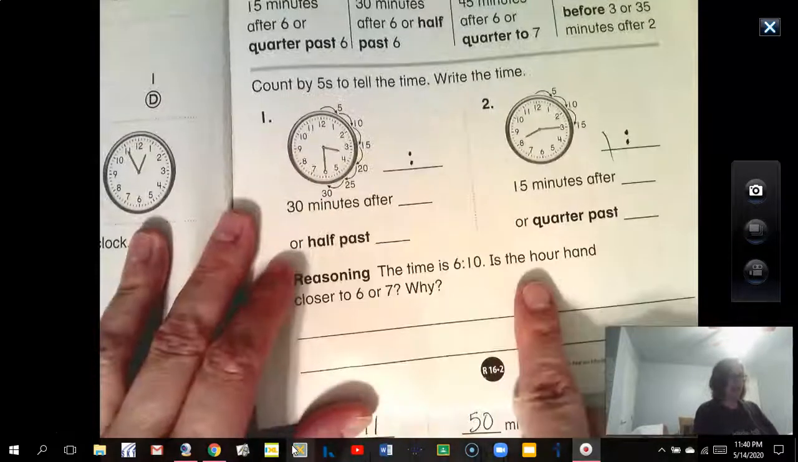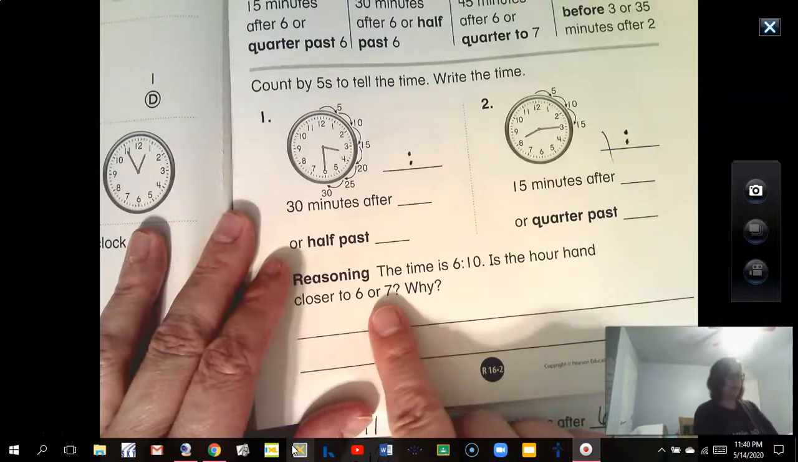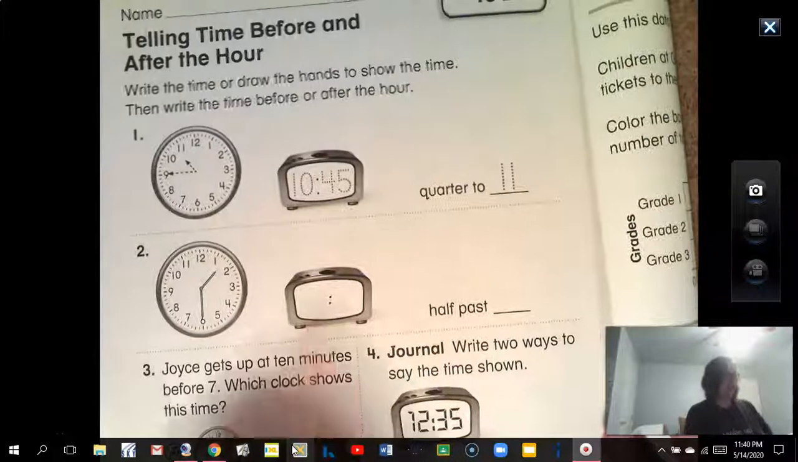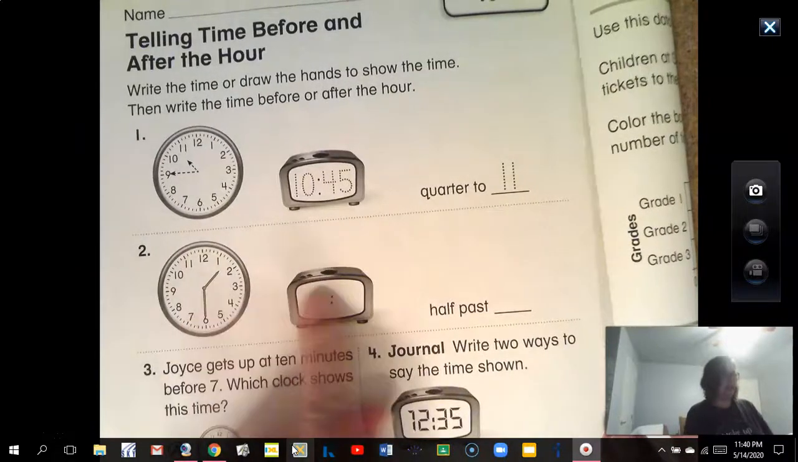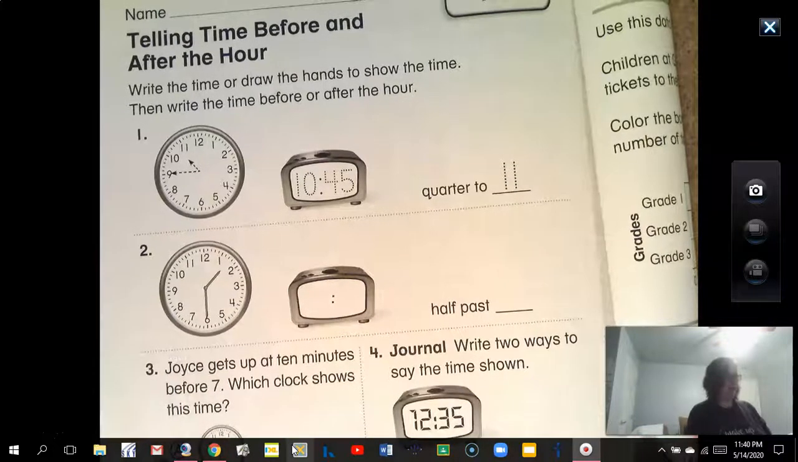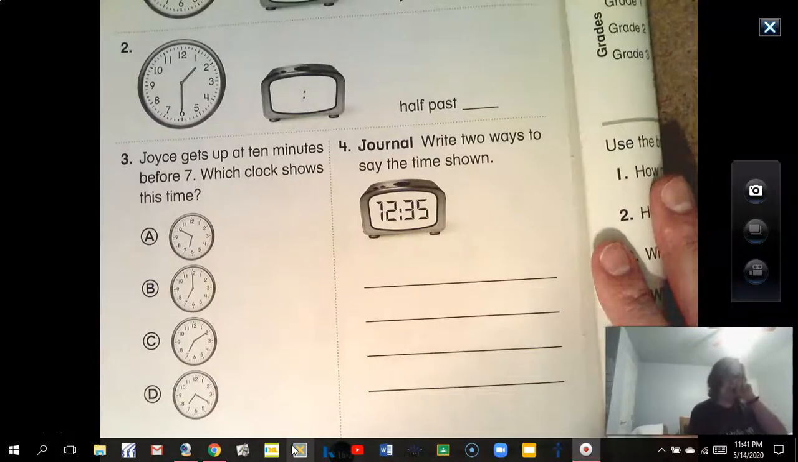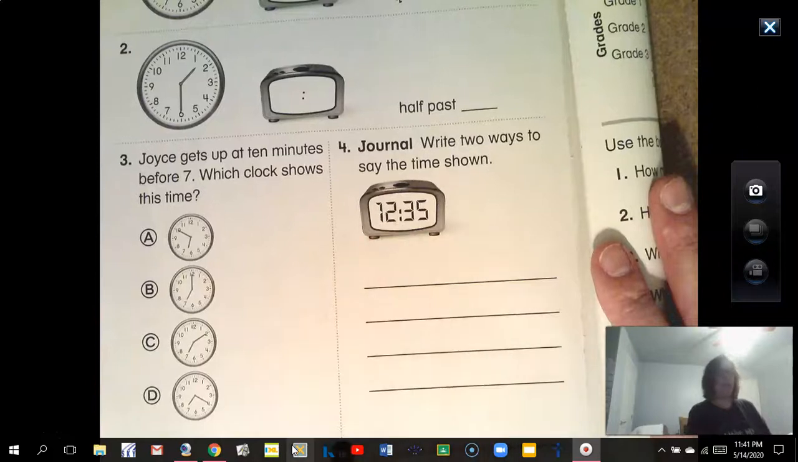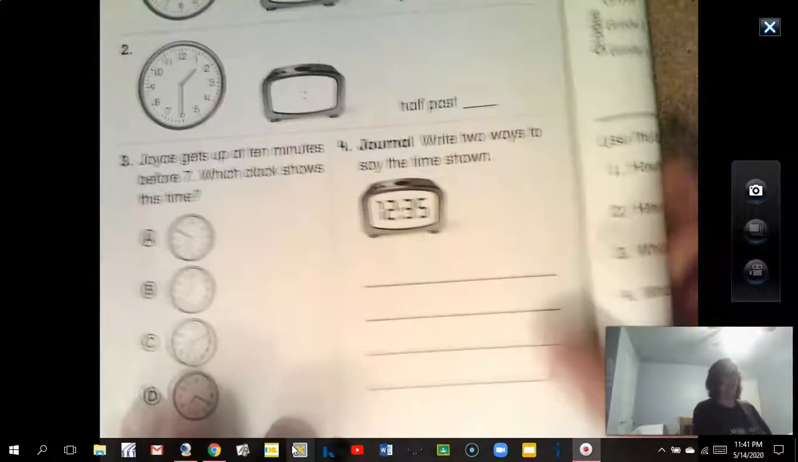The time is 6:10. Is the hour hand closer to 6 or 7, and why? Use your little clocks. Make sure you tell me the answer to that. Over here, they give you the clock. You're going to write this time here and half past what. Joyce picks up at 10 minutes before 7. Which one of these is 10 minutes before 7? Write 2 ways to say this time. 12:35, and then 2 other ways to say it.